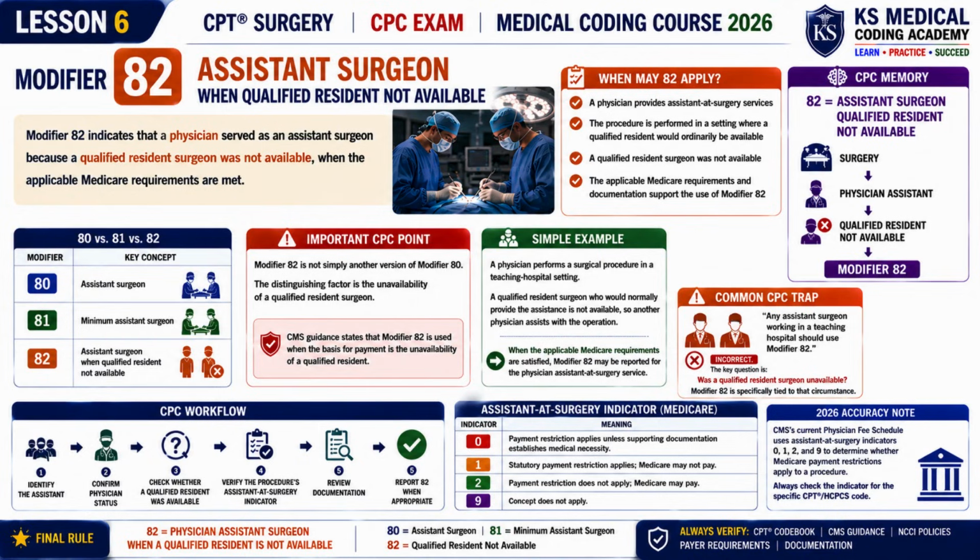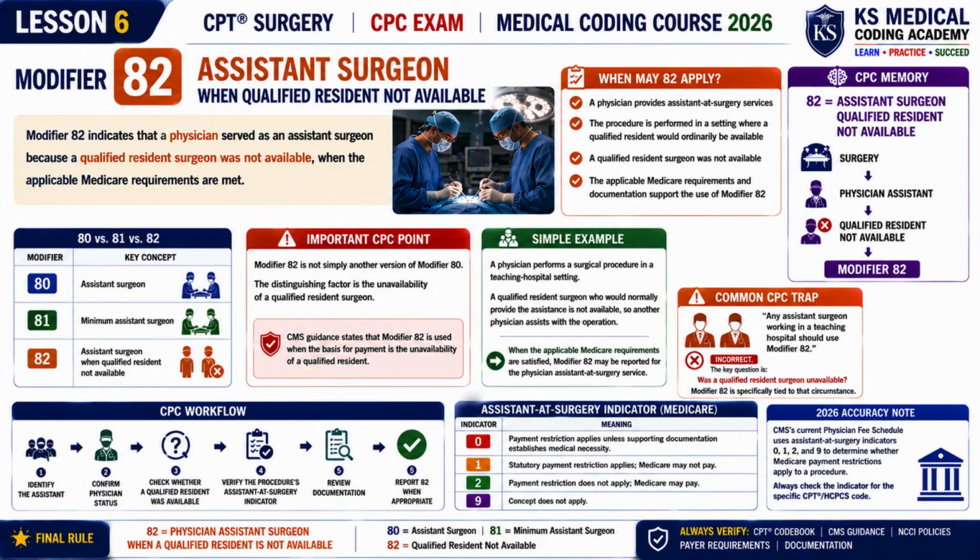Now let's learn about modifier 82, assistant surgeon when a qualified resident is not available. Modifier 82 indicates that a physician provides assistant at surgery services because a qualified resident surgeon was not available, when the applicable Medicare requirements are met. The key memory is 82 equals assistant surgeon plus qualified resident not available. This modifier is especially important in teaching hospital situations.